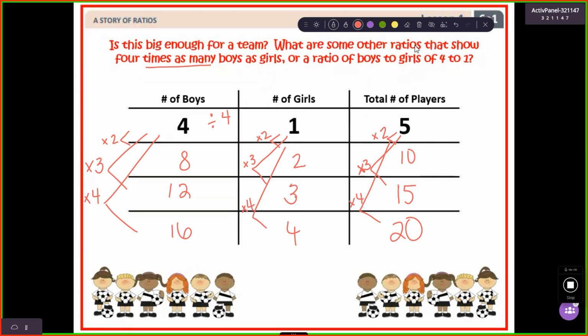Okay, that is called ratio relationships. If it's going big to small, you divide. If it goes from small to big, you multiply. Okay? Ratio tables can show multiplication. It can show division. It can show addition when you're trying to find a total.